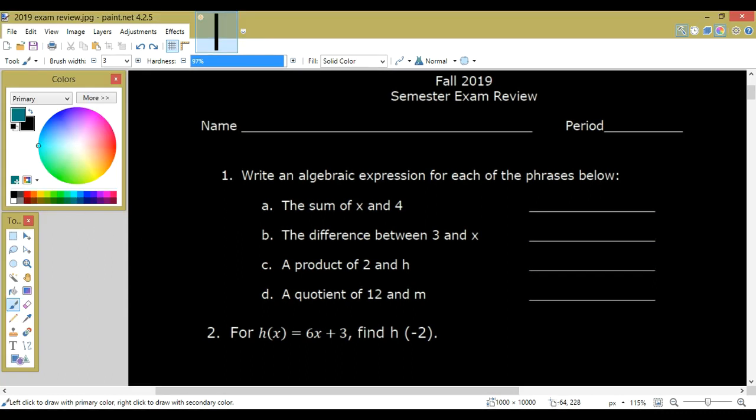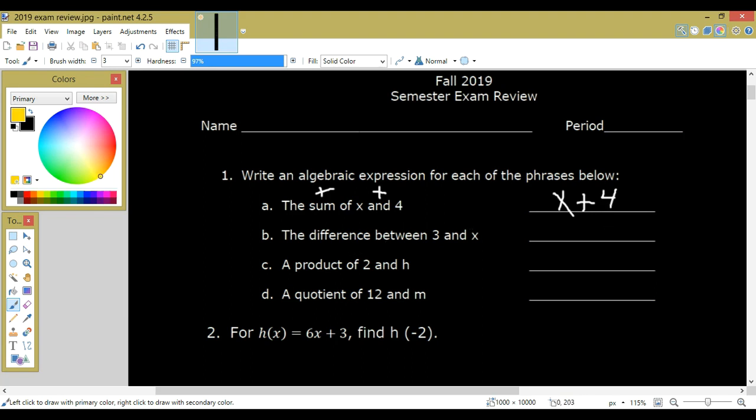Number 1, write an algebraic expression for each of the phrases below. A, the sum of x and 4. Sum means we're going to be combining them, we're adding them. X and 4, the word and also means plus. So our expression is x plus 4.